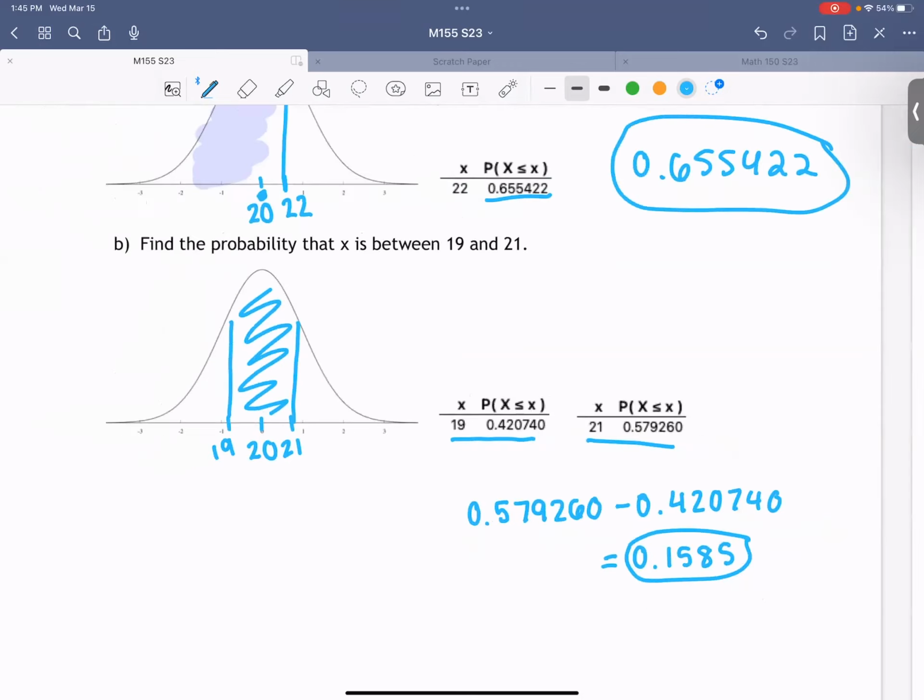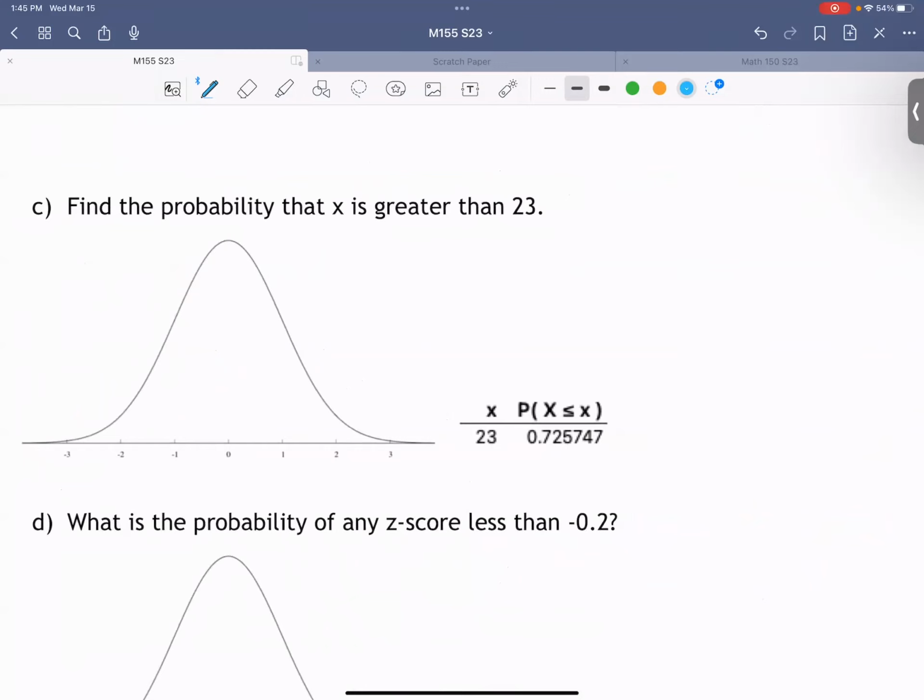All right, let's move on to part C. This time we're trying to find the probability that X is greater than 23. If the mean is 20, 23 is probably around here, bigger than 20, right? And I'm finding a greater than probability, which means I'm shading in the area to the right. So I went on Minitab, typed in everything as I did before, and this probability came out here.